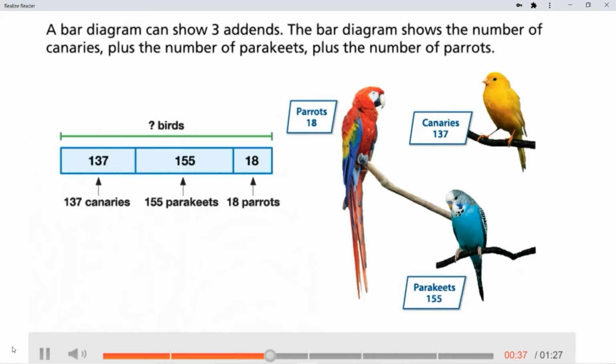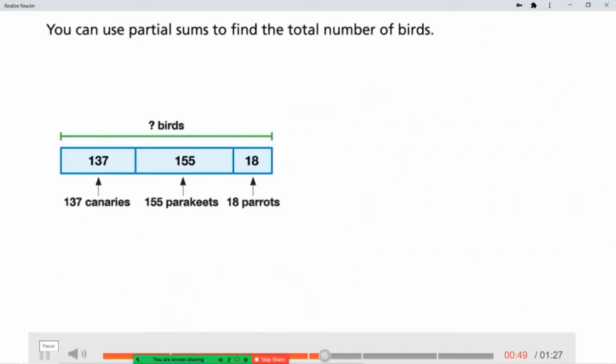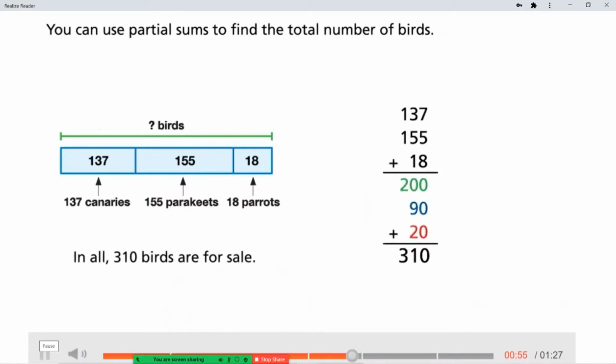A bar diagram can show 3 add-ins. The bar diagram shows the number of canaries, plus the number of parakeets, plus the number of parrots. You can use partial sums to find the total number of birds. In all, 310 birds are for sale.